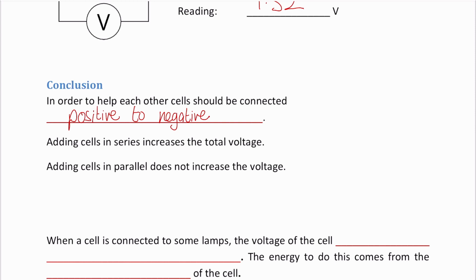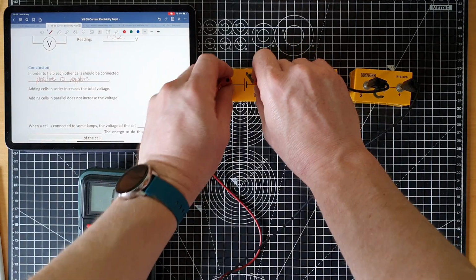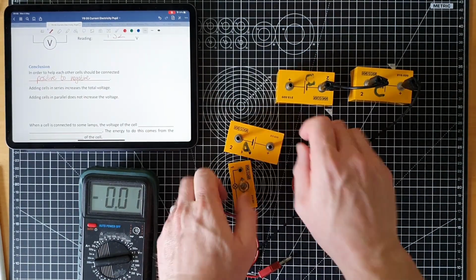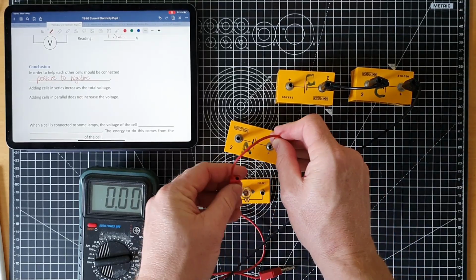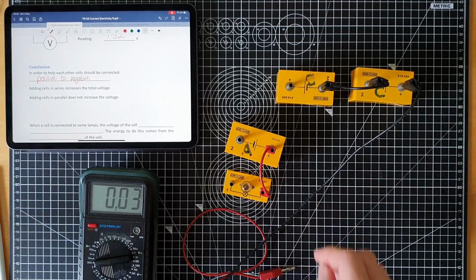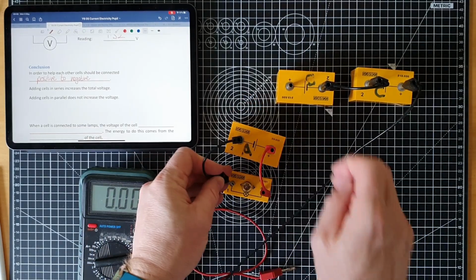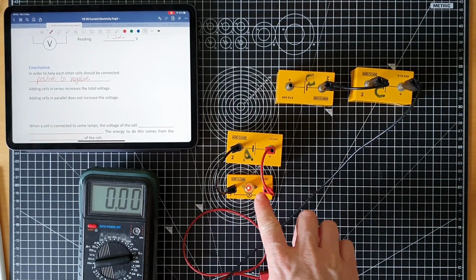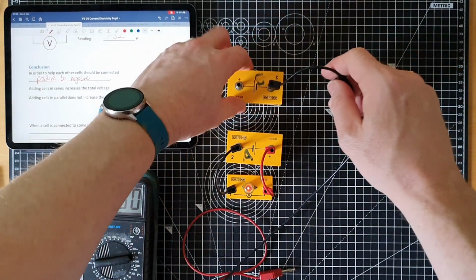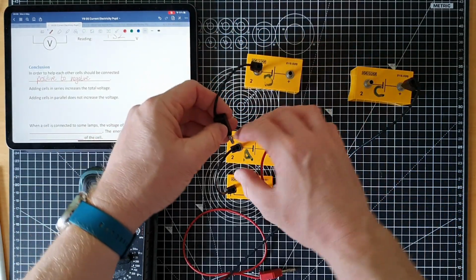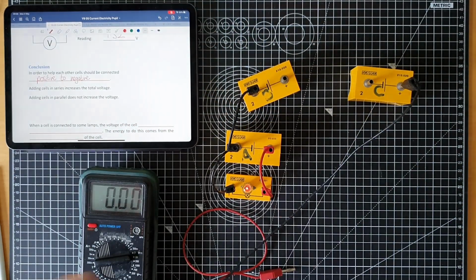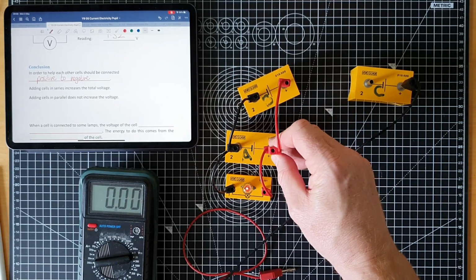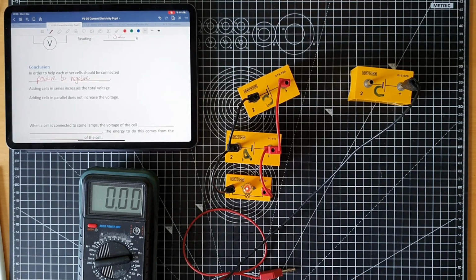Is there any advantage to adding cells in parallel? Doesn't increase the voltage, so it wouldn't make a bulb any brighter. I'll show you that now. I got a single bulb and connected that to a single cell. We can see it turns on fairly dimly. What happens if we add a cell in parallel? Is it going to get any brighter? No, it doesn't. The voltage doesn't increase.